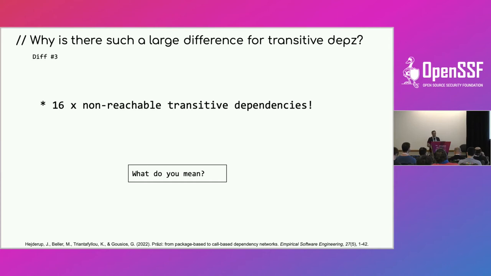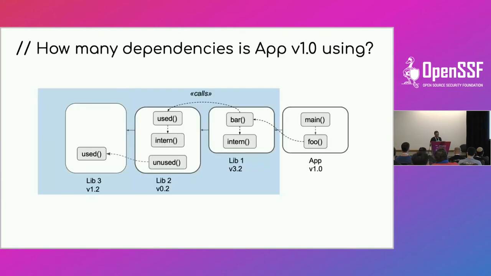This is coming back to the all with transitive dependencies, that there were 60 cases of non-reachable transitive dependencies. And what do I mean here? So let's have an example. And before I explain this, this is now a quiz question to see that you actually understood anything of my talk. So is anyone brave enough to tell how many dependencies in app version 1 we have?